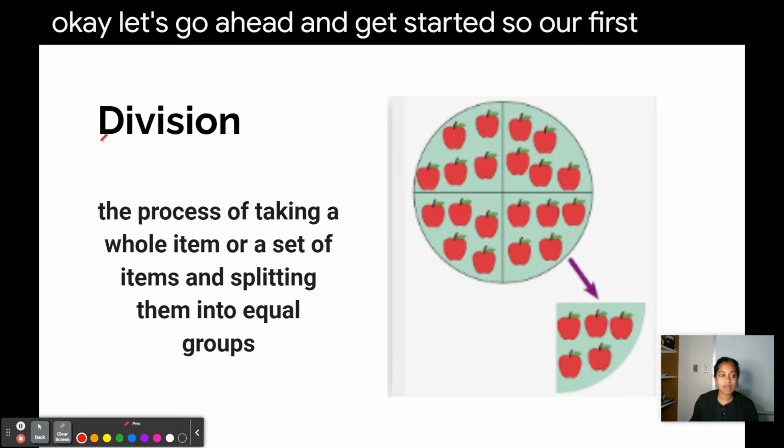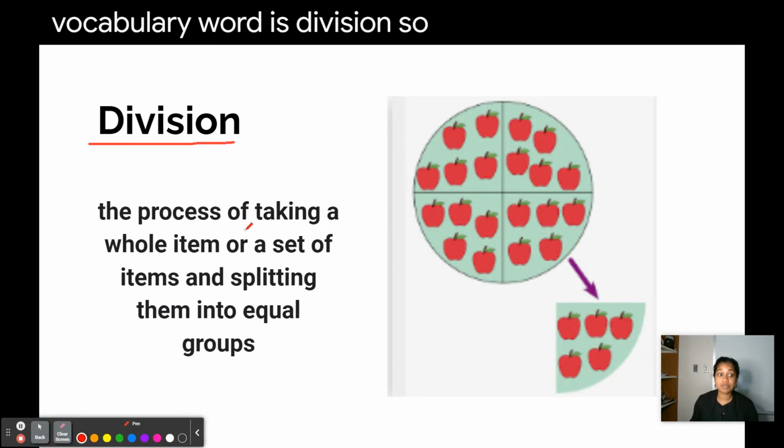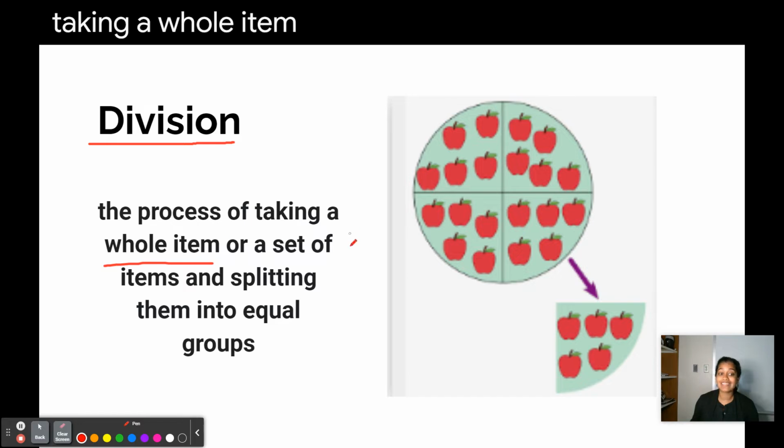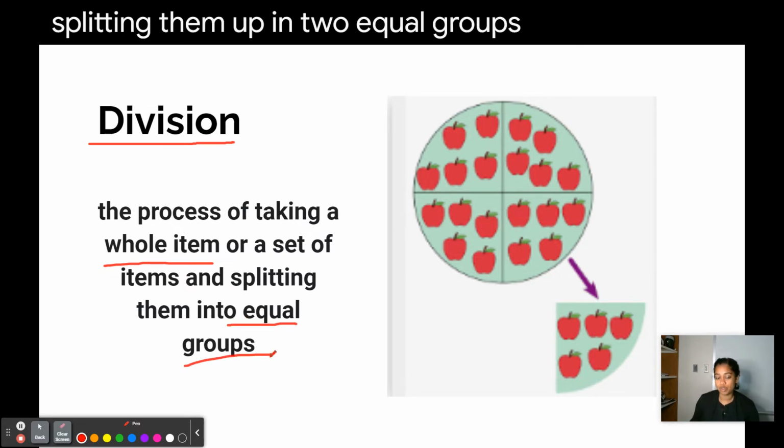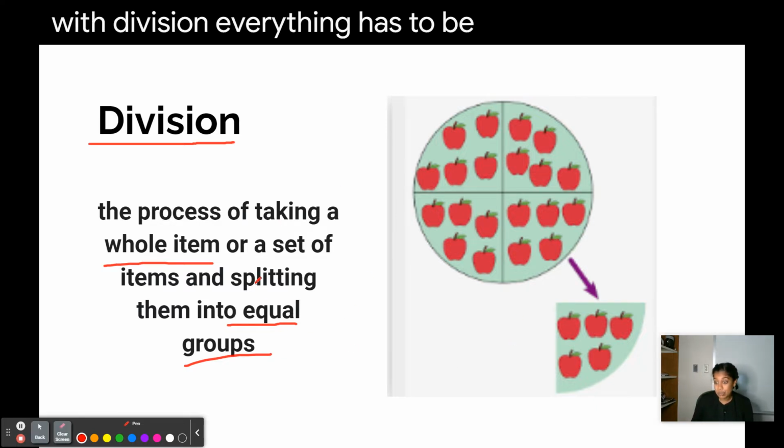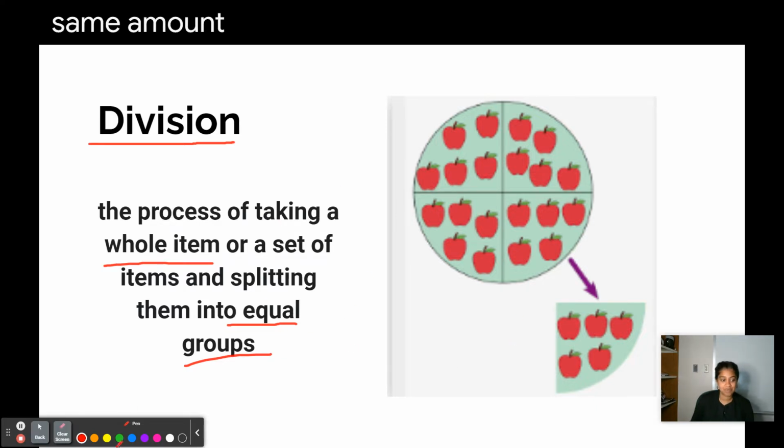So, our first vocabulary word is division. Division is a process of taking a whole item or a set of items and splitting them up into equal groups. So remember, with division, everything has to be equal. We have to have the same amount in each group.